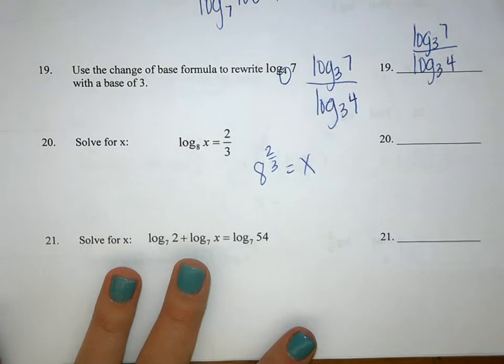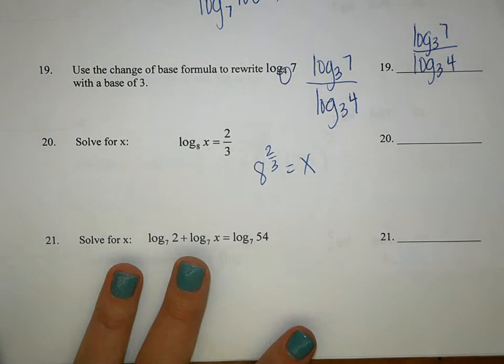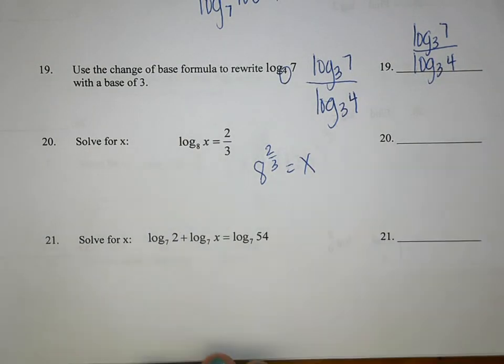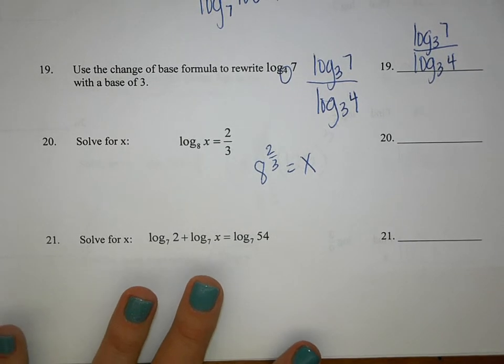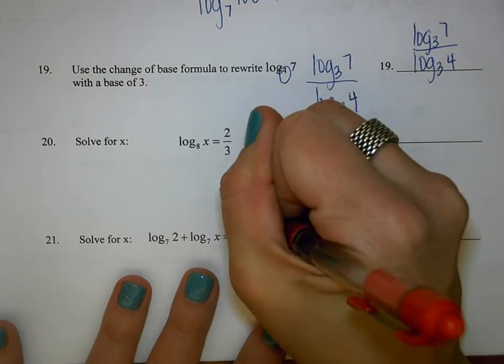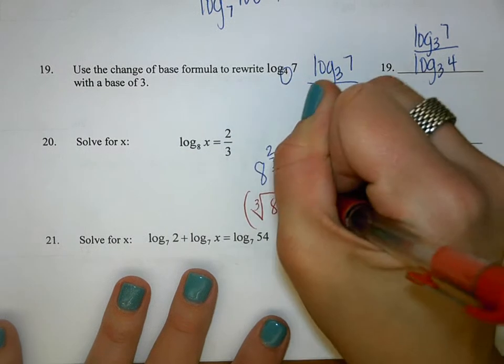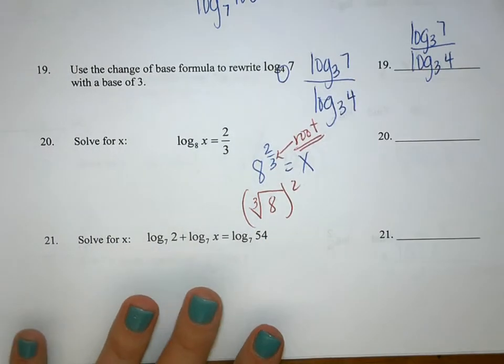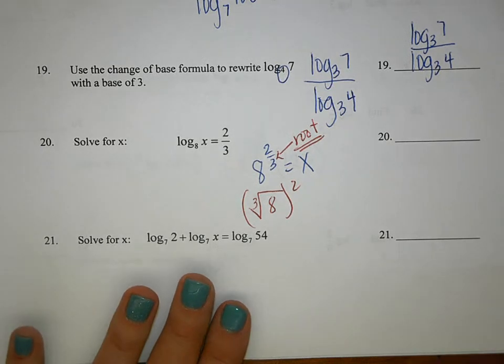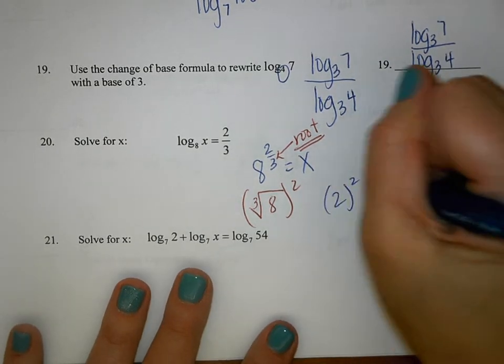And then we have to simplify this. So how do I simplify that? What do I do to simplify it? The cubed root of 8. Good. Cubed root of 8 to the second power. Remember that bottom number is always your root. Okay, what is the cubed root of 8? 2. And we have 2 to the second power, which is 4.